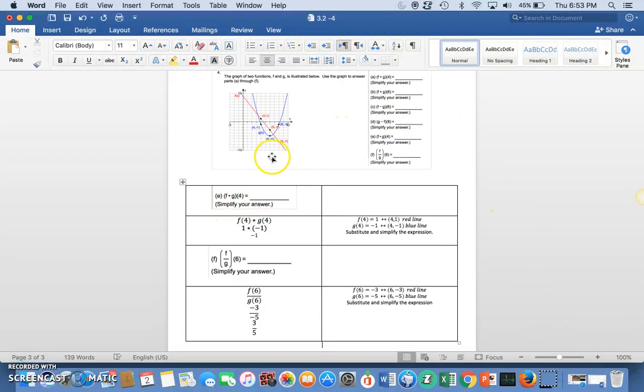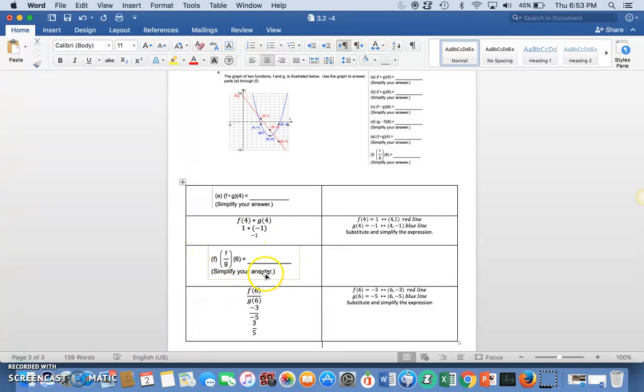E is f times g of 4. F of 4, red 4 corresponds with the 1. The y is 1. G of 4, blue, g of 4, the y is -1. 1 times -1 is -1.